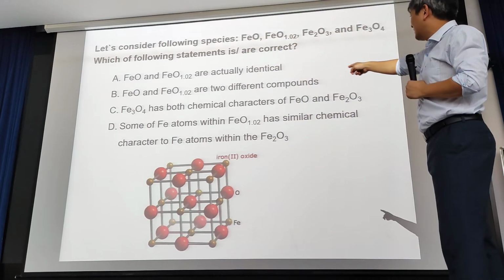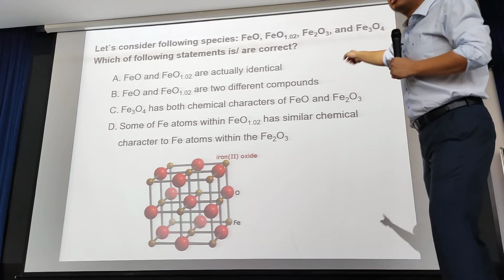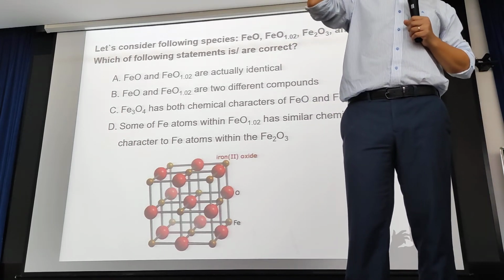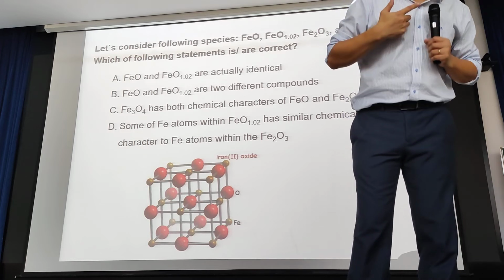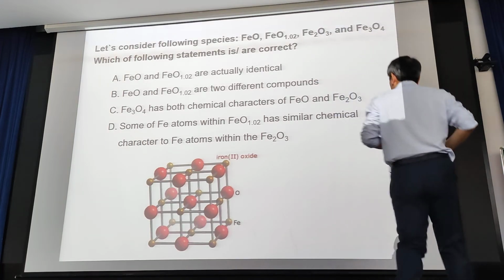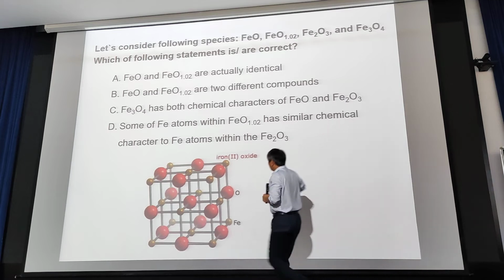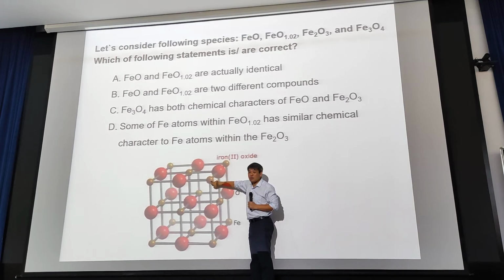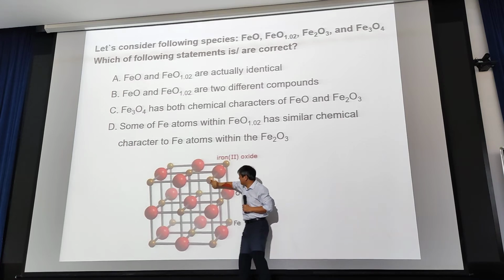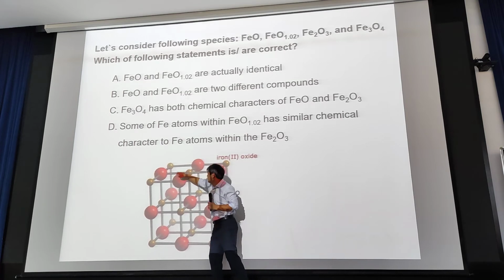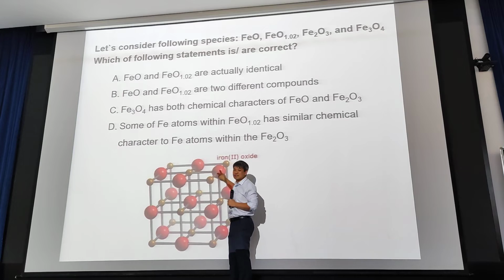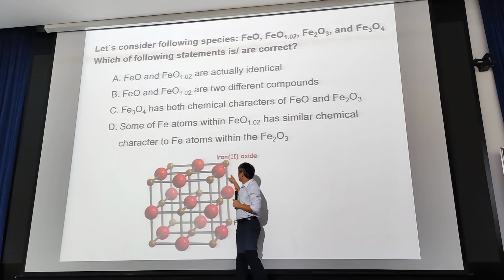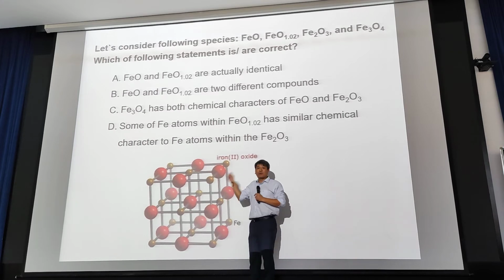So it means that it has a similar chemical character to the iron in Fe2O3. Okay? So D is correct. But now it's curious for me. Imagine that this one is oxygen, right? The rest are oxygen, and the brown one is iron. If all of the iron are 2 plus and all of the oxygen are 2 minus, we have a perfect balance. Okay? So the ratio of iron to oxygen will be 1:1.